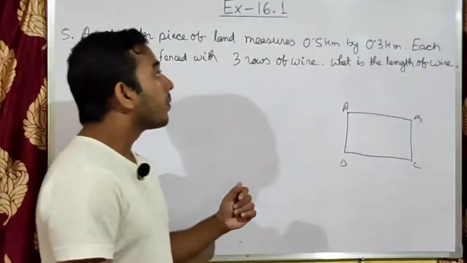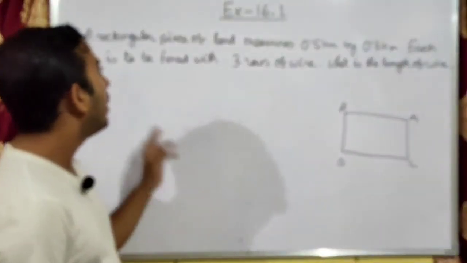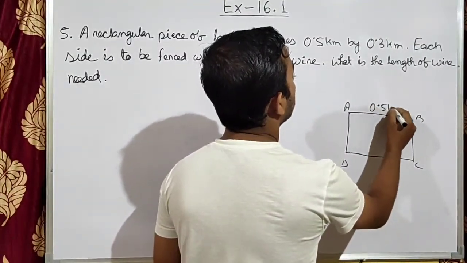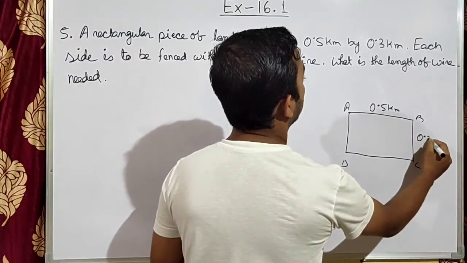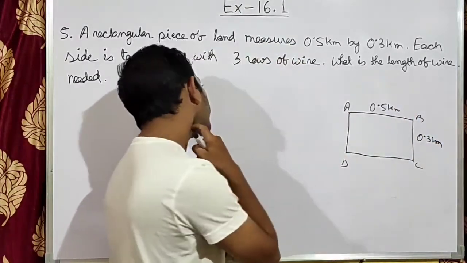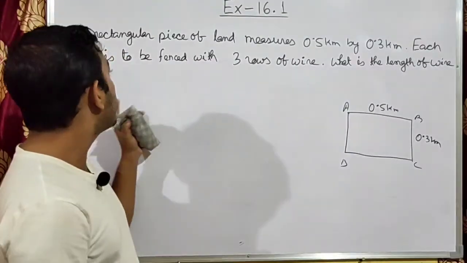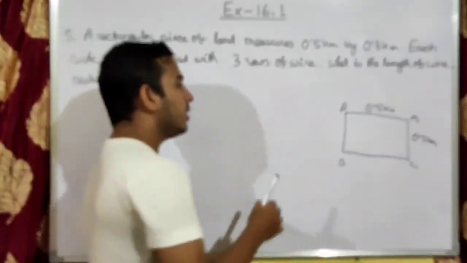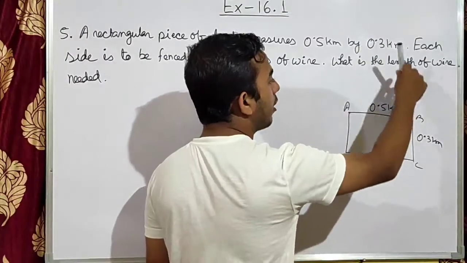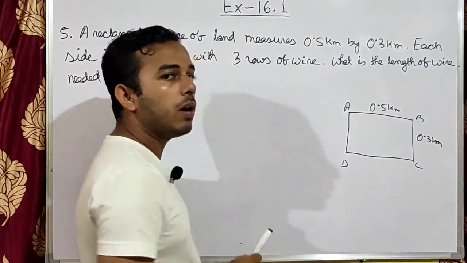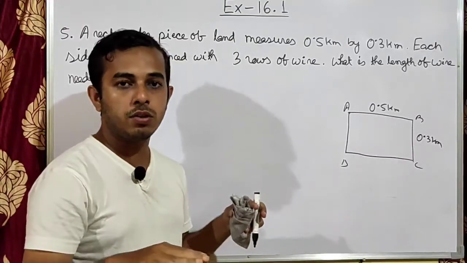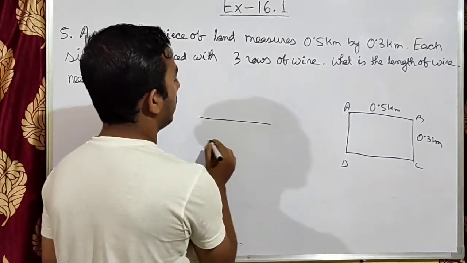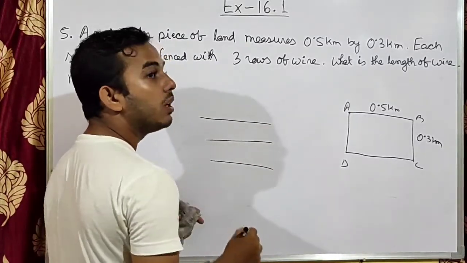So this is a rectangular piece of land whose length is 0.5 kilometer and breadth is 0.3 kilometer. Now each side is to be fenced with 3 rows of wire. I think you must have seen poles. There will be poles, and 3 rows will be covered: first at the bottom 1 row, then in the middle another row, then at the top another row. 1 row, 2 rows, 3 rows. Okay, 3 rows of wire.